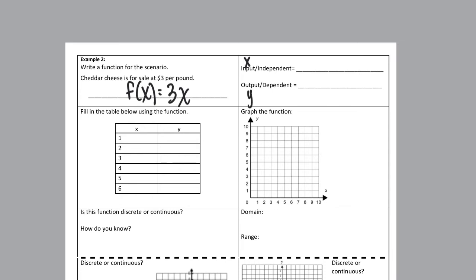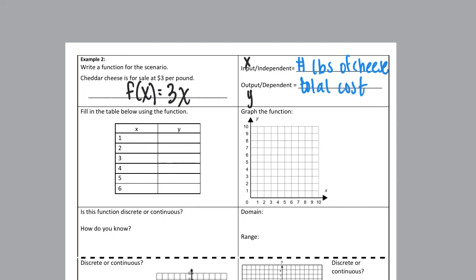The independent variable is the thing that's driving the change. That's our x value, and that is the number of pounds of cheese. The y value is the thing that's affected by the number of pounds of cheese. The number of pounds of cheese that you buy is going to affect the total cost.